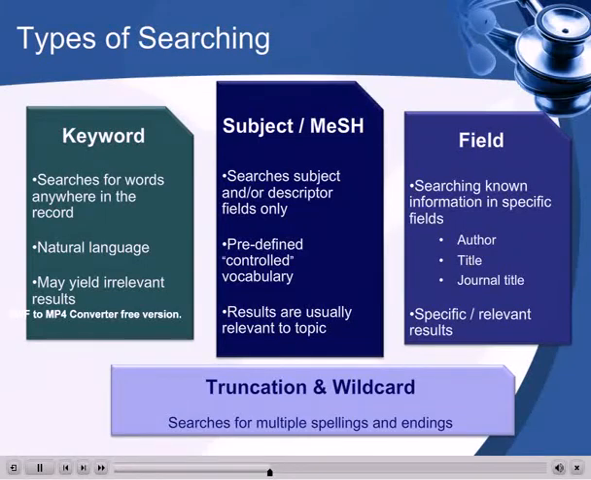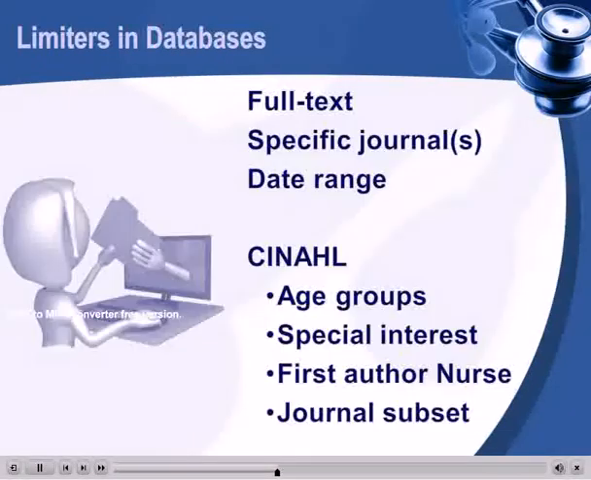Finally, when searching for information, you can use truncation or wildcard searching. These features also work with search engines. Use these tools when you want multiple spellings of a word or multiple words that have the same root word. For example, searching for the truncated word vaccine will get results for the terms vaccine, vaccinate, vaccination, and so forth.